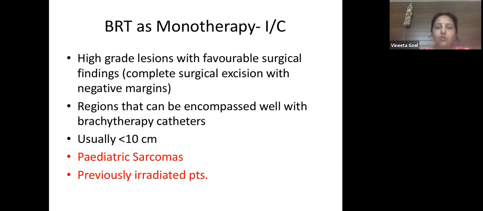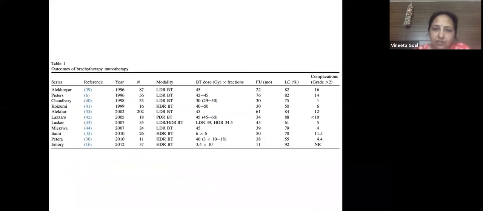For any pediatric sarcoma, brachytherapy is always preferred over external beam radiation therapy because we would like to decrease the dose to the OARs as much as possible. Another indication for brachytherapy is in previously irradiated sites. If there is a local recurrence, you would always prefer to use brachytherapy instead of external beam radiation therapy.